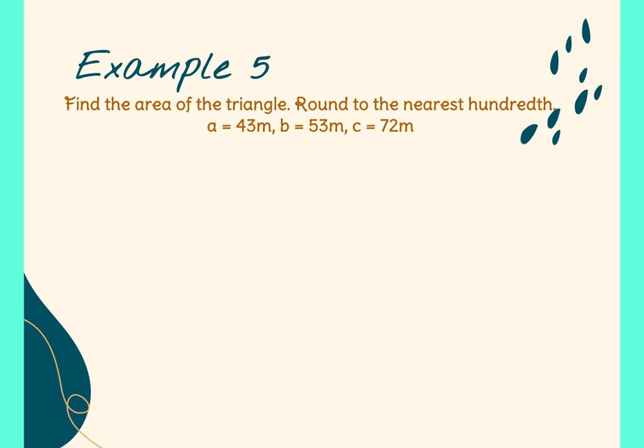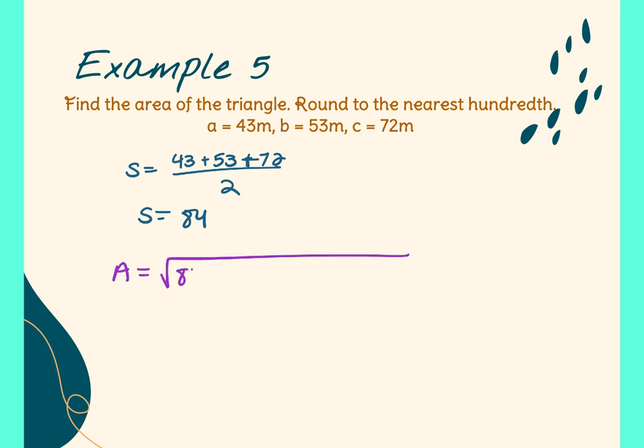All right, so example 5 says find the area of the triangle, round to the nearest hundredth, and I've got all 3 side lengths. A is 43, B is 53, and C is 72. So the first thing I'm going to do is find S, which is 43 plus 53 plus 72 divided by 2. And I get S equals 84. And then my area equals the square root of 84, which is S by itself, times 84 minus 43, times 84 minus 53, times 84 minus 72, and then let your calculator do the work.